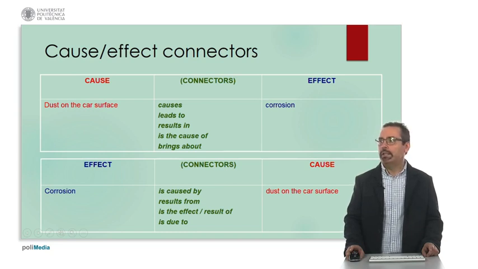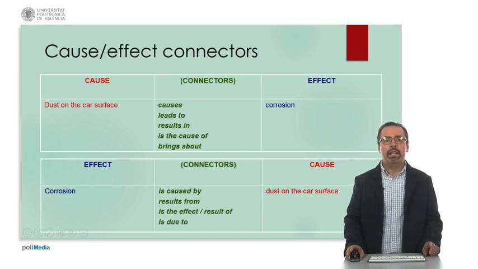For example, dust on the car surface results in corrosion. On the other hand, if we place the effect at the beginning of the sentence, we can use other connectors: is caused by, results from, is the effect or result of, or is due to. For example, corrosion is caused by dust on the car surface. The meaning is exactly the same, and we can use all these connectors.